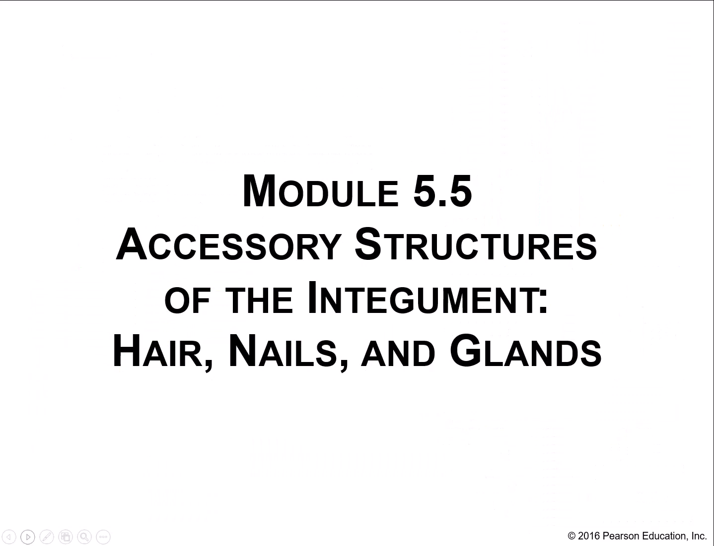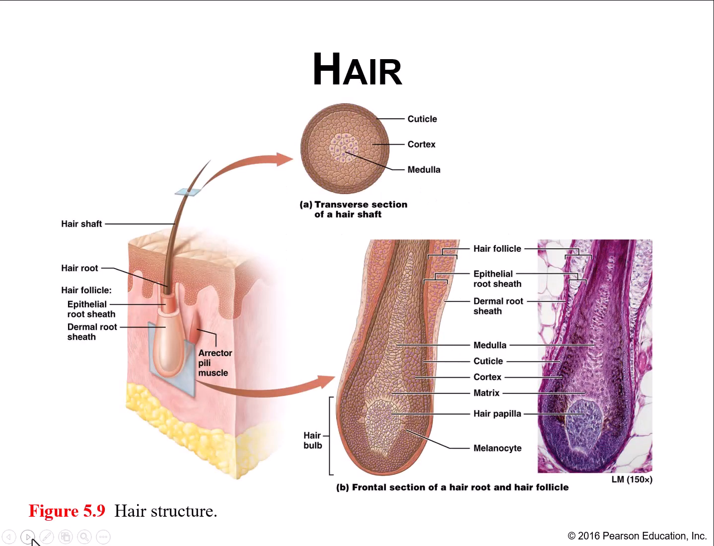All right, so let's look at the accessory structures of the integumentary system. Keep in mind that the integumentary system's biggest organ is the skin, but it also includes hair, nails, and glands. And we've seen the hair embedded into the skin. The majority of the hair, the living part of the hair, is embedded in the dermis. Down here, that's your dermal root with the hair bulb.